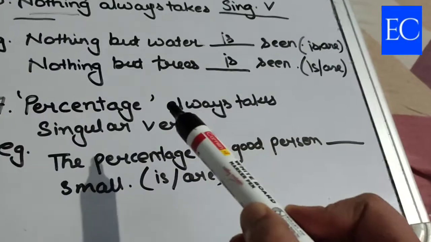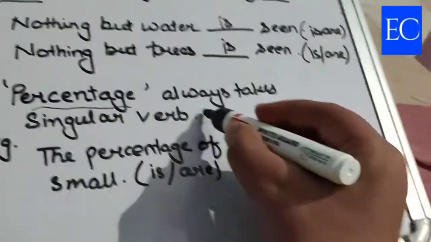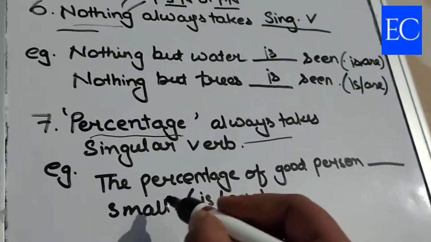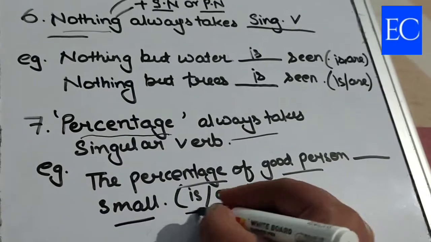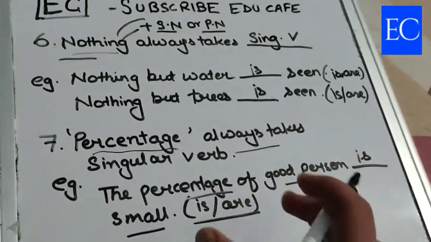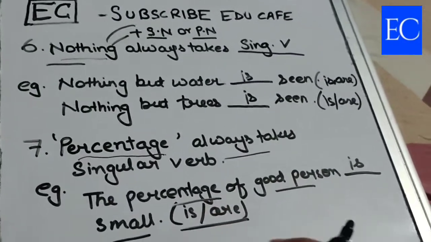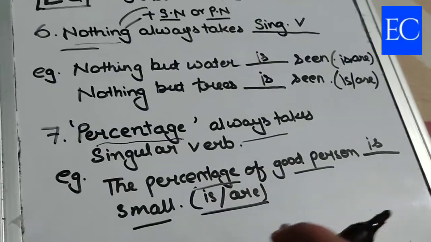Rule 7 of subject-verb agreement states that this word percentage always takes a singular verb. For example, the percentage of good person dash small. We have two options, is and are, and we have to put is from rule 7. Percentage always takes a singular verb, whether it is followed by a plural noun or a singular noun.